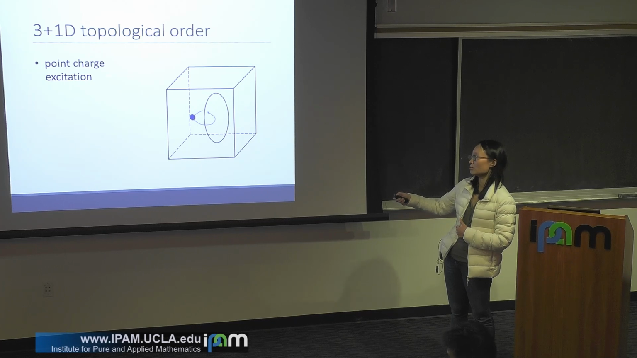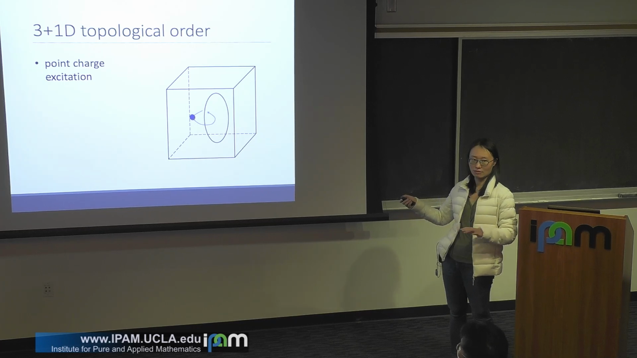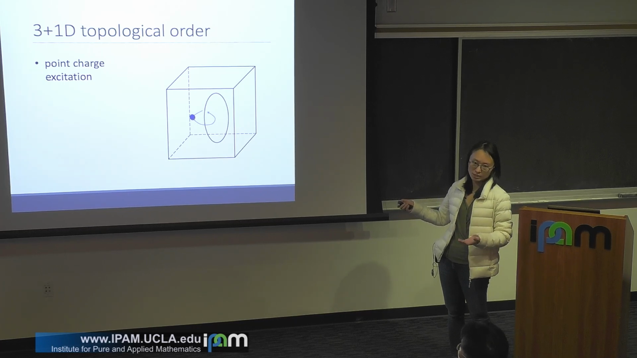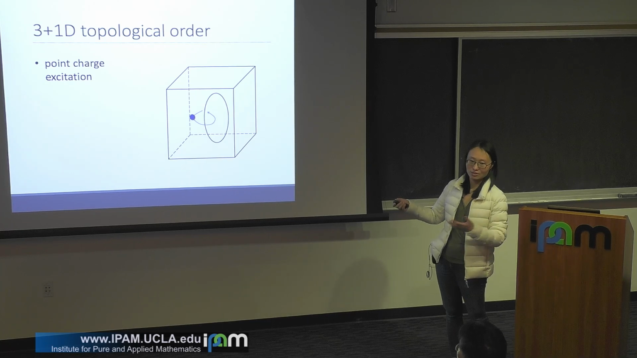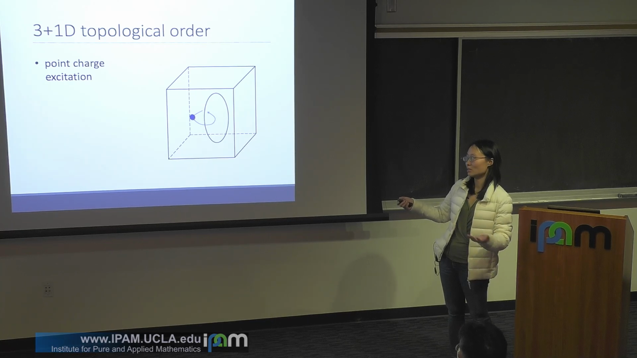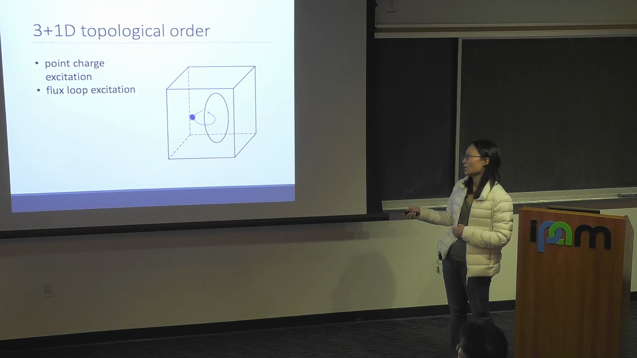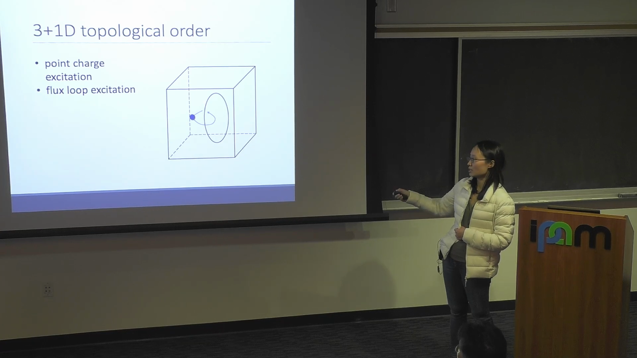Although here in 3+1D, the point excitations cannot have arbitrary topological spin. It can be either boson or fermion. There's no anyon anymore. It's either boson or fermion. And other than that, there can be a flux loop excitation. So it's a loop-like excitation that usually carries the gauge flux of the gauge field. And then, yeah, the charge can be either a boson or fermion.